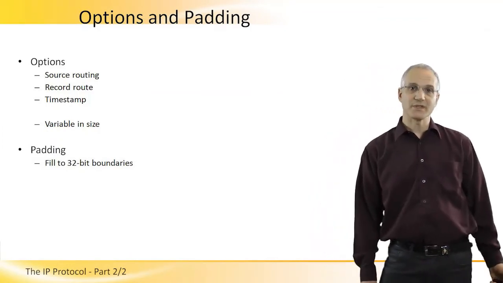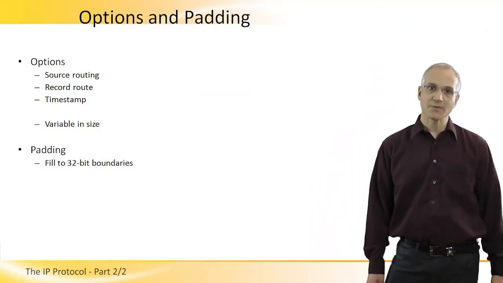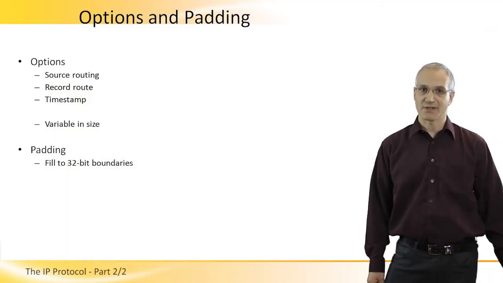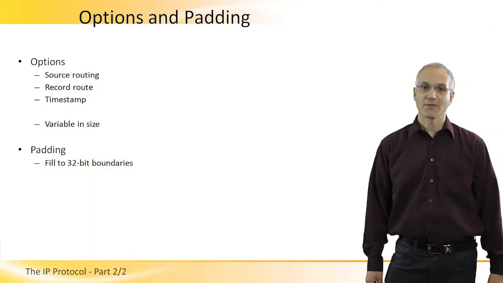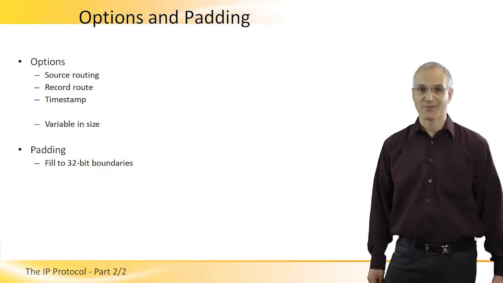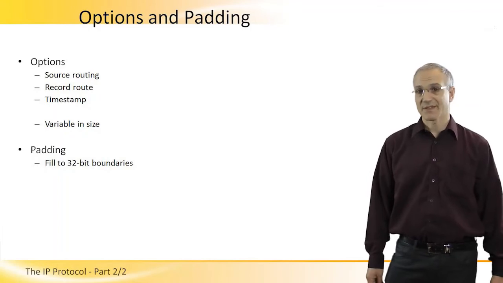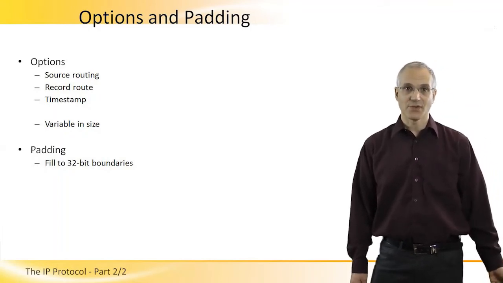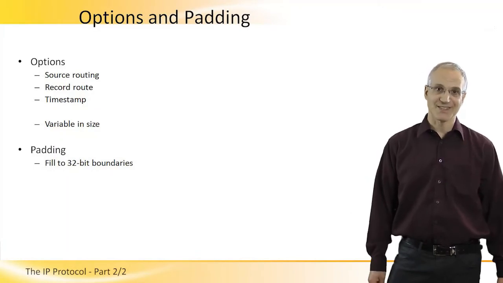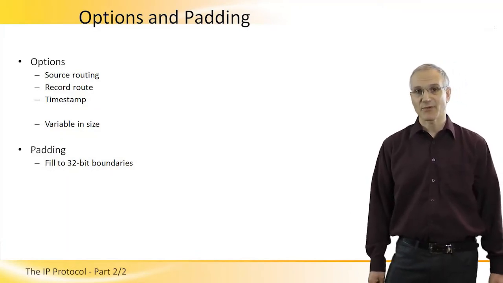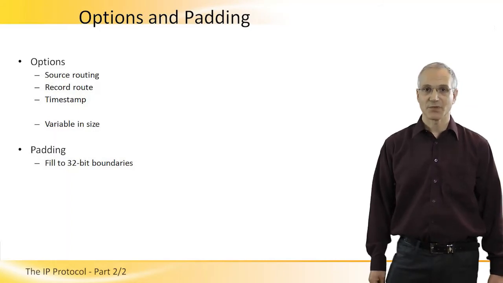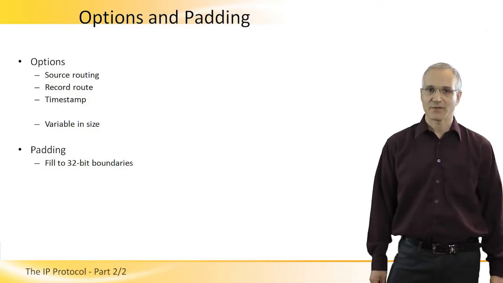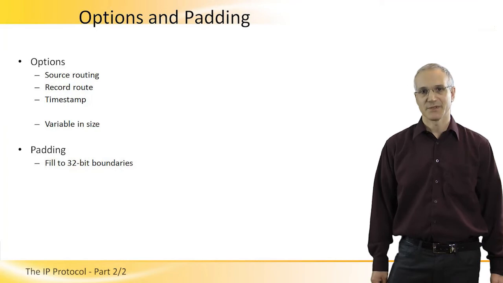The option field is variable in size because we can have multiple options. And also in some cases, like in record route and timestamp, routers may need to add additional information to the header. As a result, the header size changes. Note that options are optional. That is, routers do not have to support them, and some options are supported by only a low percentage of the routers in the internet. And the padding is just filling the packet to the 32-bit boundaries, because as we see, the header length is counted in 32-bit units.